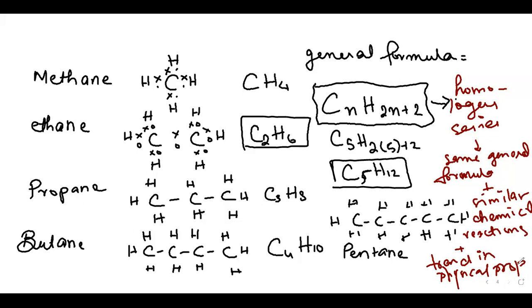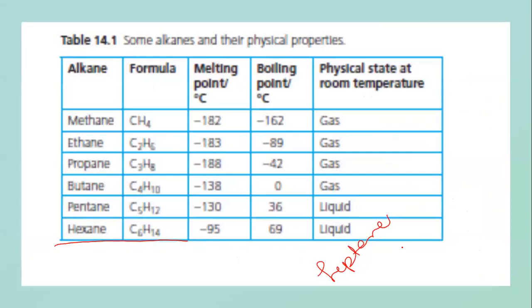And when you look at the physical properties, you will be able to see a proper trend. What trend will you see? Let me go ahead and tell you. First thing, the physical state. From methane till butane, so from carbon number 1 till carbon number 4, they're all gases. Okay?